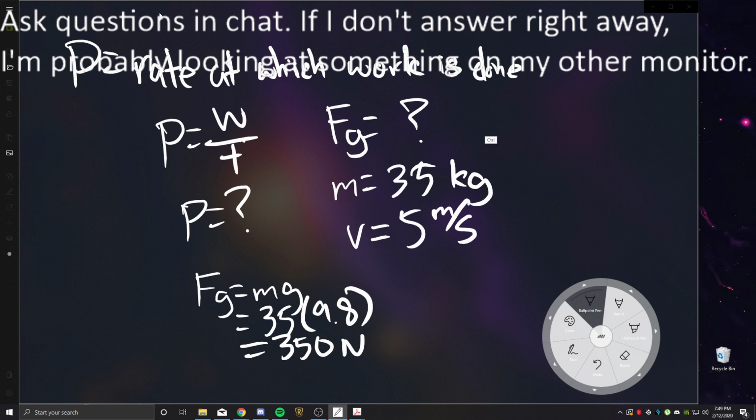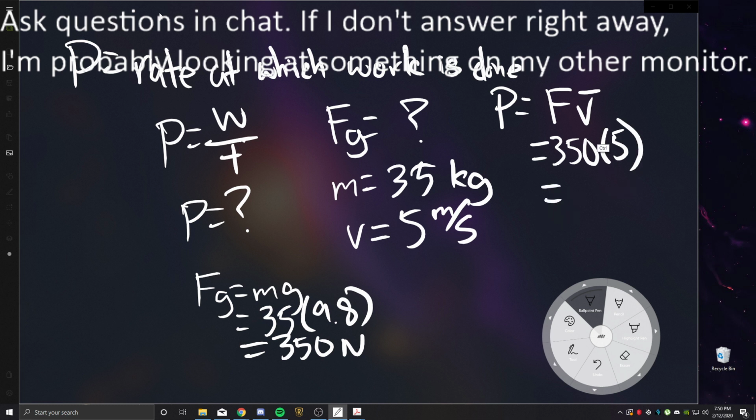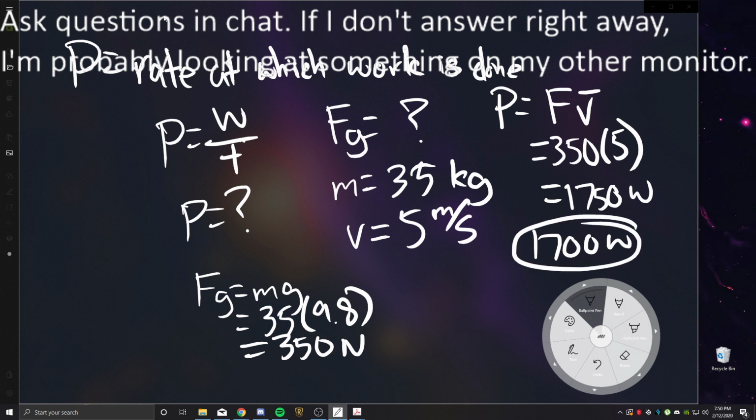So now I have my force due to gravity, and I want to find power, and I have v. If you look on your reference table all the way at the bottom, there are three different formulas for power, right? Power is equal to force times average velocity, and force is going to be 350, and your velocity is going to be 5. So 5 times 350 gives you 1750 watts. Is that an answer? Well, they don't say 1750. The closest is 1700. Good enough.